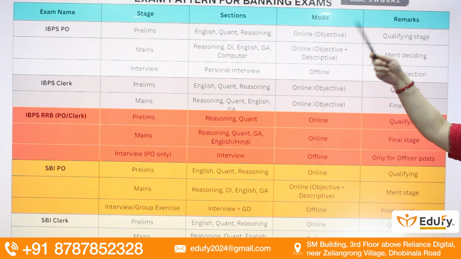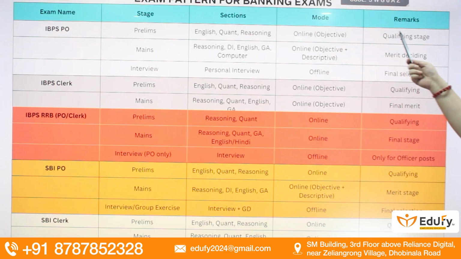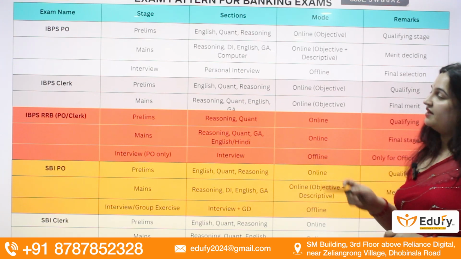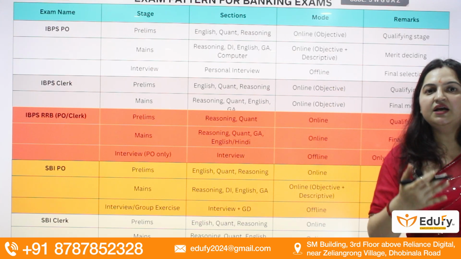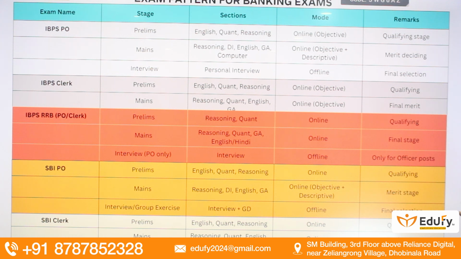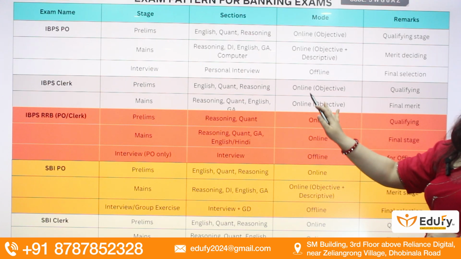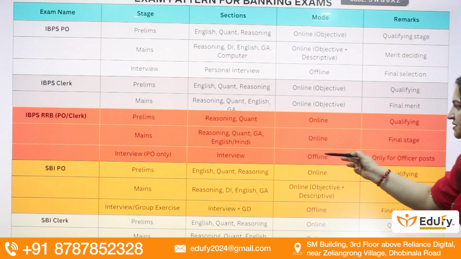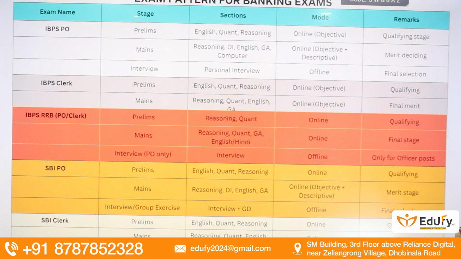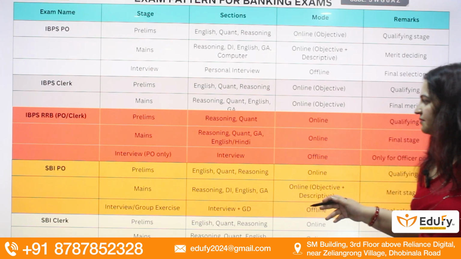What type of mode? CBT, that is online computer based test. Objective, and this is the first stage. Pre is again like SSC, here also it's a qualifying stage. Then in mains, objective and descriptive, and it will be deciding the main merit. Interview will be obviously offline, one-to-one. Final selection stage. Same goes with the clerical exam, both are online. Pre is qualifying in both the cases. Mains will be deciding merit. In RRB case, interview is offline, pre and mains are online. Pre is qualifying, and the final stage you can say is mains.